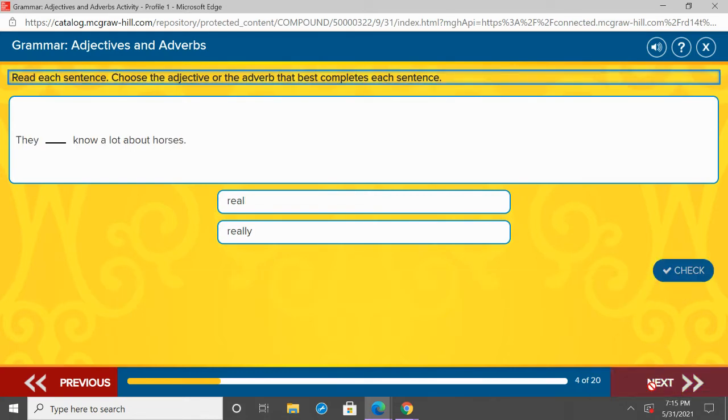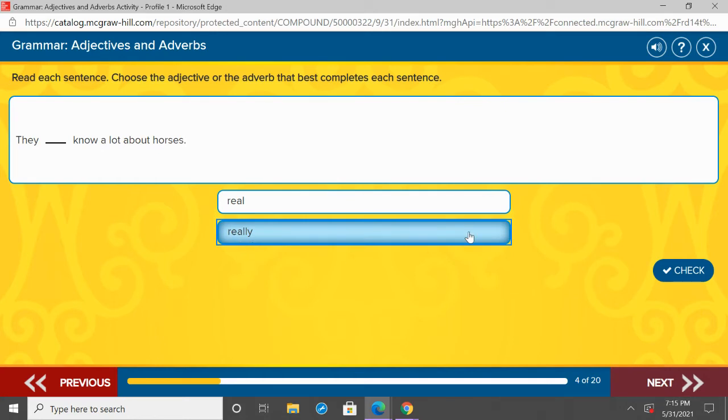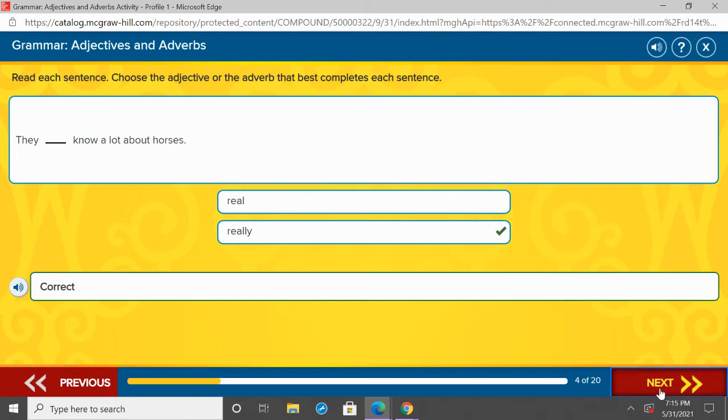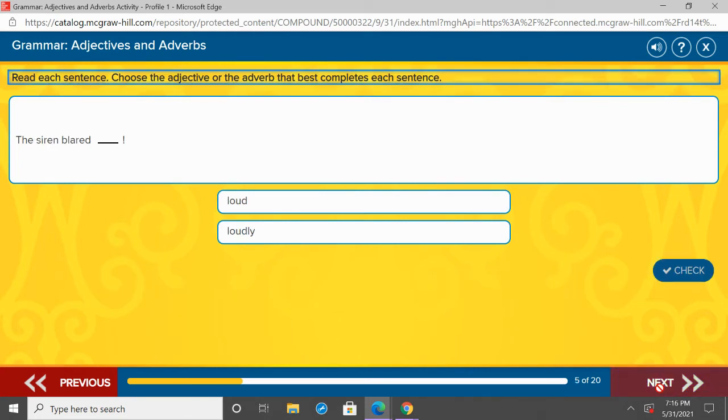Fantastic. They blank know a lot about horses. They real know a lot about horses or they really know a lot about horses. Well, we're describing what they know. They really know, right? Know is a verb, so we need an adverb, really, and it has that ly at the end. They really know a lot about horses. Good job.